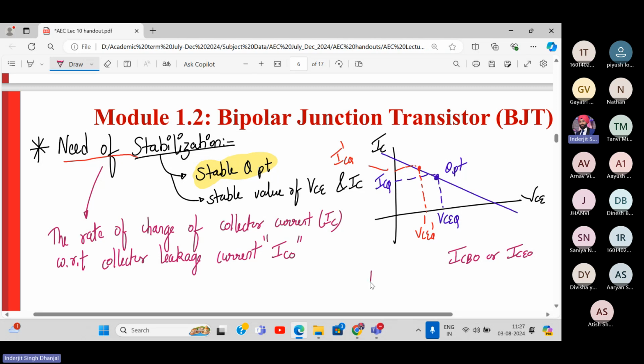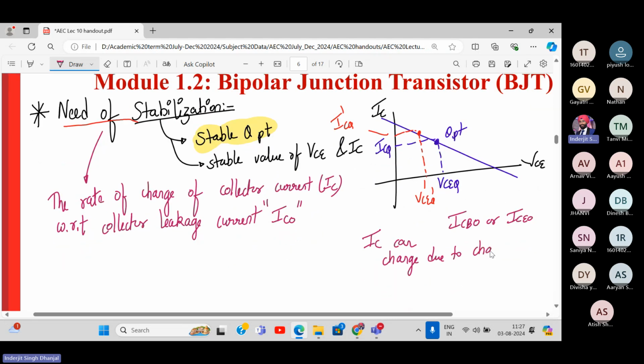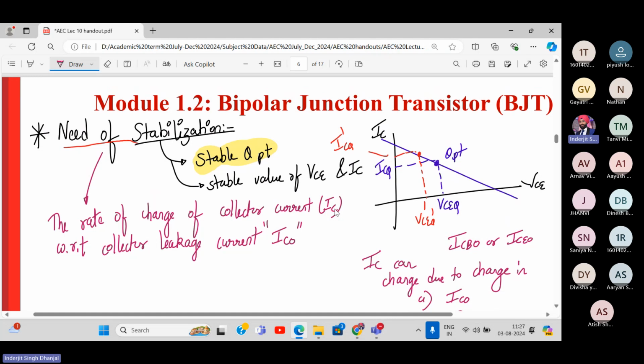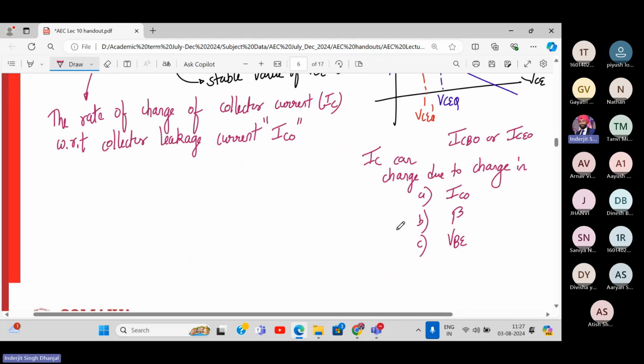See, the Q point IC can change due to change in the following. First, leakage current ICO. Second, it can change because of change in beta. Because of change in temperature, beta changes. Third, it can change because of change in VB value also. So we require three types of stabilization. One to stabilize leakage current, then the current gain, and next is VB.